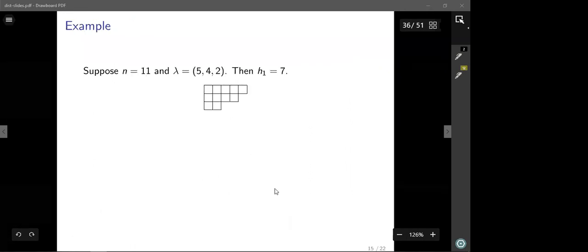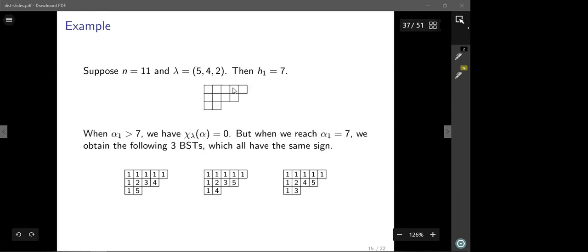So let me give an example here to make it clearer. Suppose n equals 11 and lambda is 5, 4, 2. We know n is 11, but we don't know what this thing is. H1 in this particular case is 7. So what's the recipe I'm suggesting? Well, I'm going to first ask, what if my composition is 10? I want a border strip of size 10. Well, that doesn't work. It's not going to fit, so it comes back 0. Then I try 9, 1. That's also going to come back 0. 8, 1, 1, 0. And then finally 7, 1, 1, 1, 1.